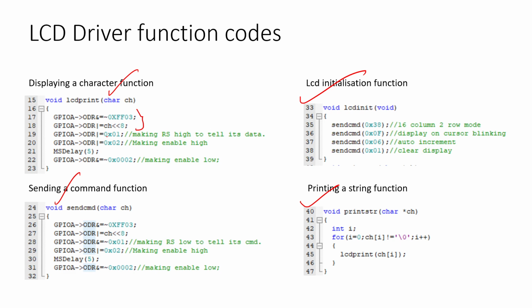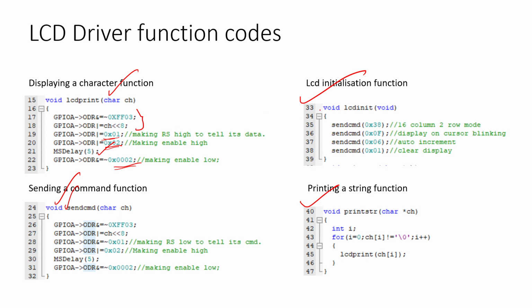Once the data is loaded onto the lines, we make the register select high to tell the LCD that this is not a command, this is data. After that, we make the enable pin high, wait for 5 milliseconds, and then make it low. So this is the way to send data to the LCD. Coming to the send command function, we have a similar thing, just that we make register select 0 here to tell that it is a command.